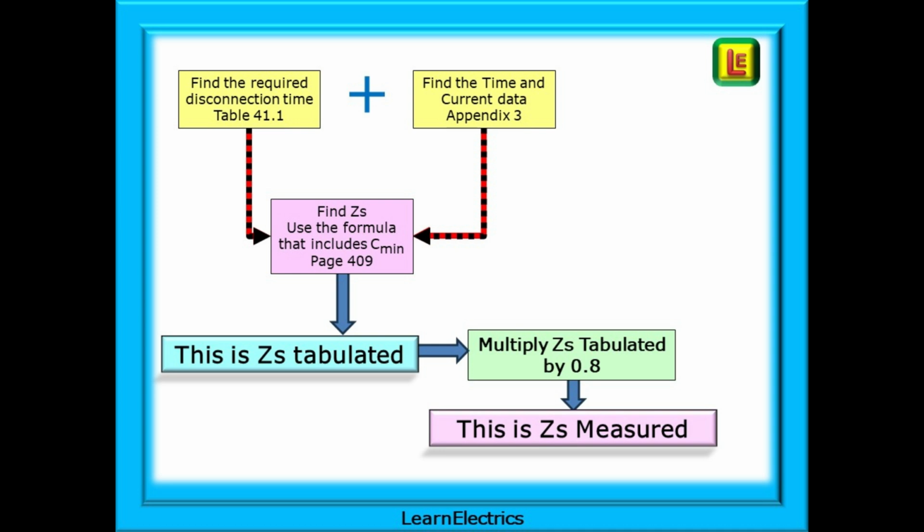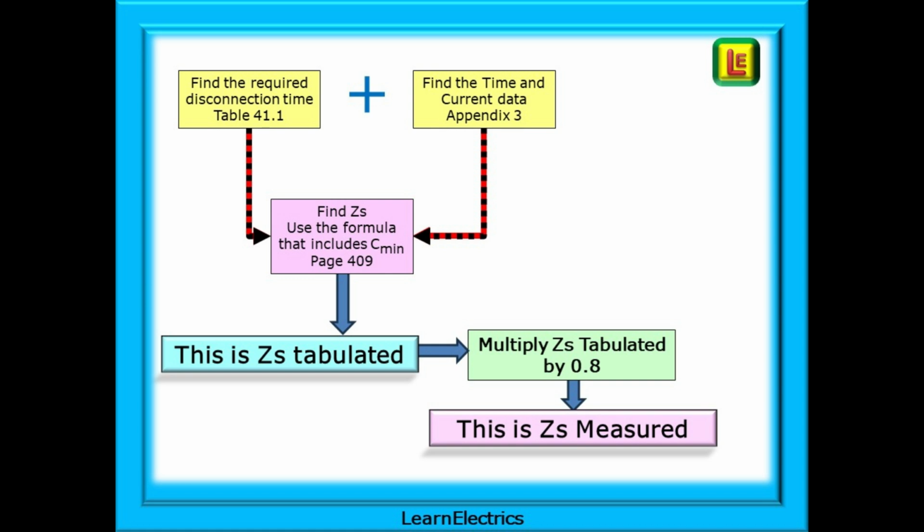A quick review of how we found the answers. Find the required disconnection time in table 41.1. Find the time and current data in appendix 3. This will now allow us to calculate a ZS value. We should use the formula on page 409 that includes the Cmin factor of 0.95. This will give us ZS tabulated, and these values will be shown in the tables in part 4 of the book. If we now multiply the ZS tabulated by 0.8, we will have ZS measured.